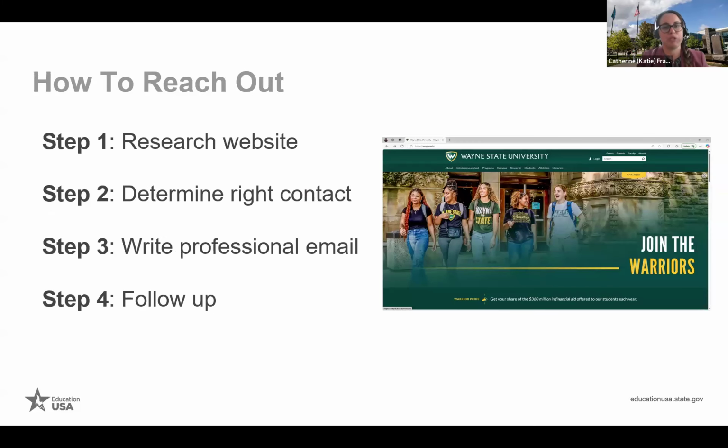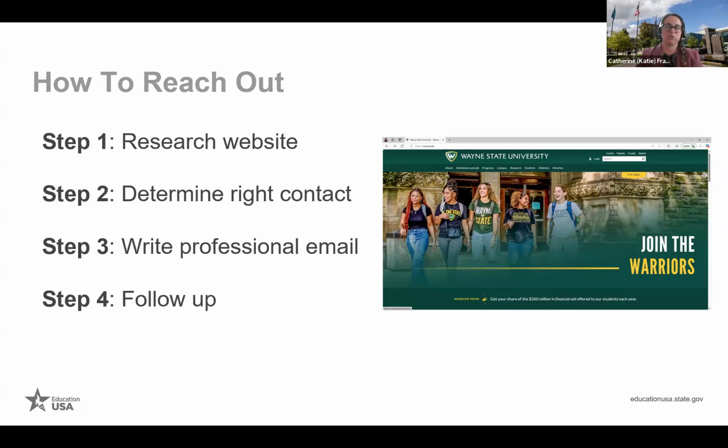And as far as how to reach out, step number one, and I know you've already been told this by your cohort leader, step one would be researching the website. So looking up those universities. This is an example of Wayne State University's first page here.